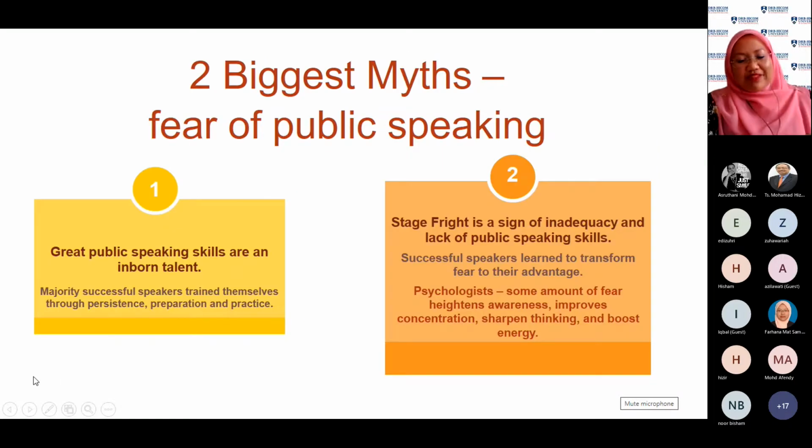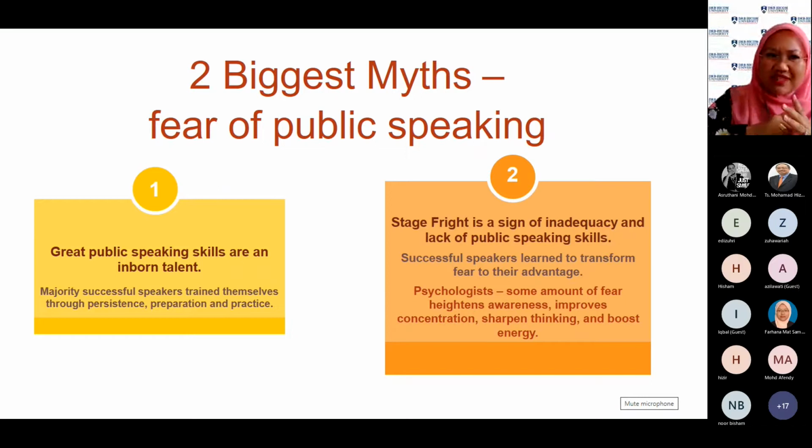Now, let's look at the 2 biggest myths of fear of making presentations or speaking in public. One is that great public speaking skills are an inborn talent. So people always think, she is already good in speaking, so I'm not. So it is not actually. It depends on how well you prepare and how well you practice your material for the delivery. So actually it can be coached. It can be groomed.